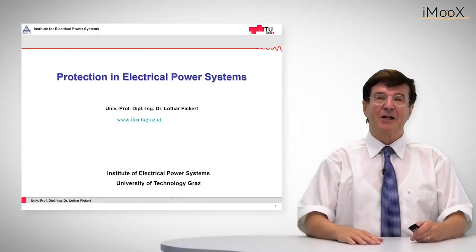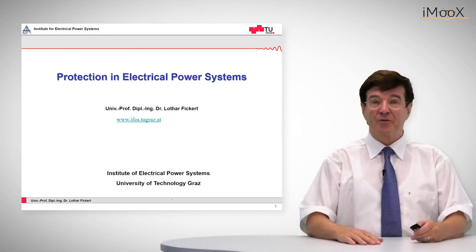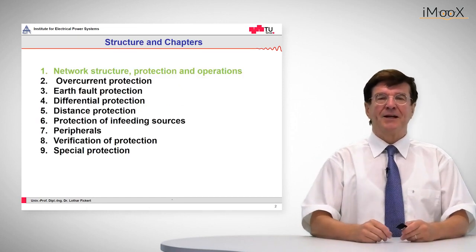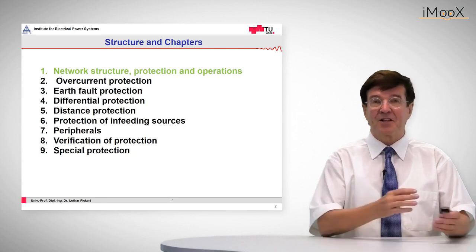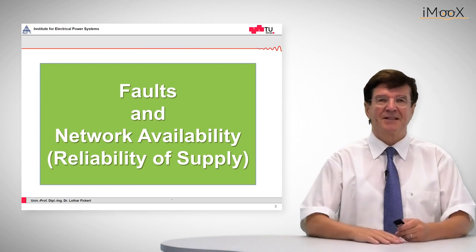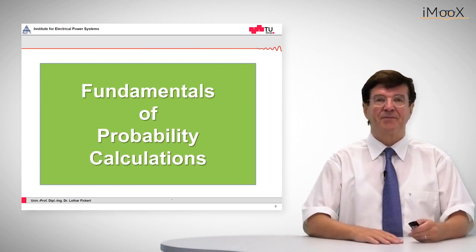Hello everybody and welcome to today's lecture about faults and network availability. These faults and the availability of a network can be arranged and assigned to the network structure, protection and operations of a network. So it is about the network availability, that means the reliability of supply.